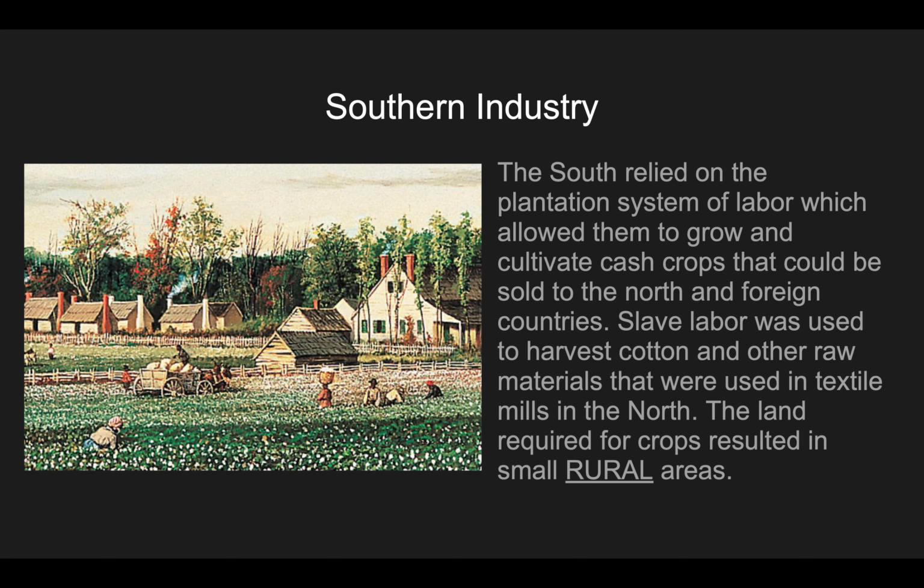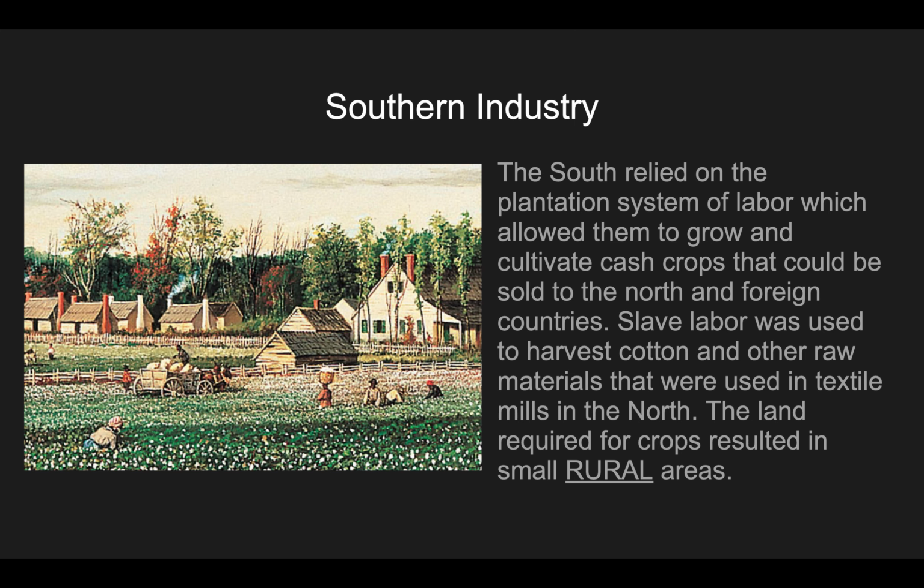When we look at the South, however, it's kind of like the opposite. It's the mirror image. The South relied on the agricultural society. They relied on farming. They relied on the plantation system of labor. They used slave labor to harvest cotton that was going to be sent up north to be used in the textile mills.